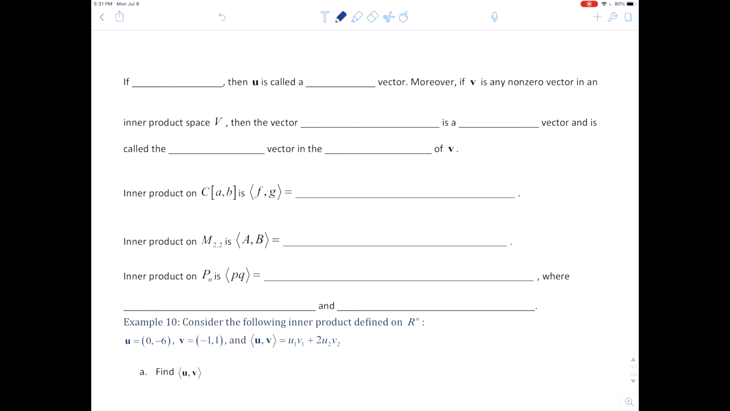All right. If the magnitude of u equals 1, then u is called a unit vector. Moreover, if v is any non-zero vector in an inner product space V, the vector u equal to v over the magnitude of v is a unit vector and is called the unit vector in the direction of v.